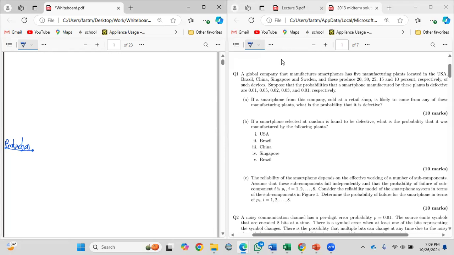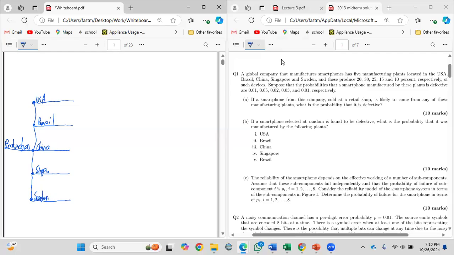So we have five branches: one, two, three, four, five. That's your five outputs. So you have USA up here, and I think they said Brazil, then China, Singapore, and then Sweden.